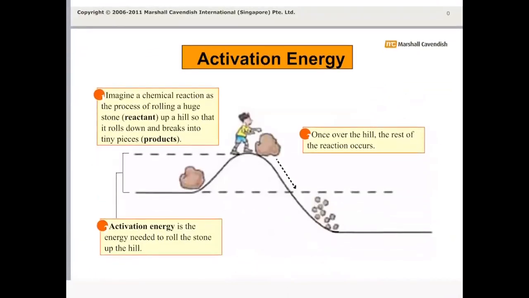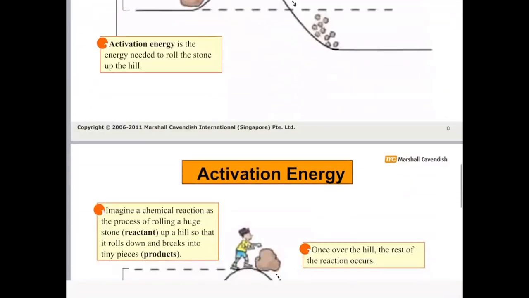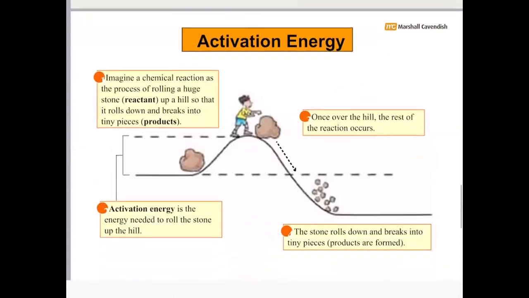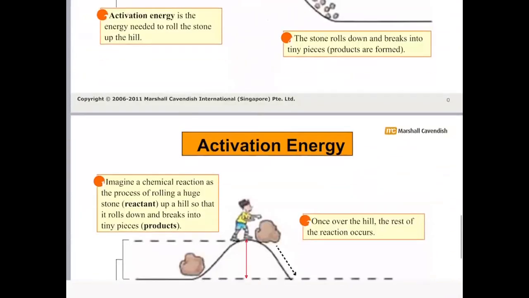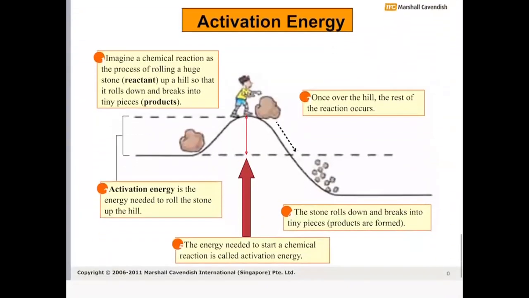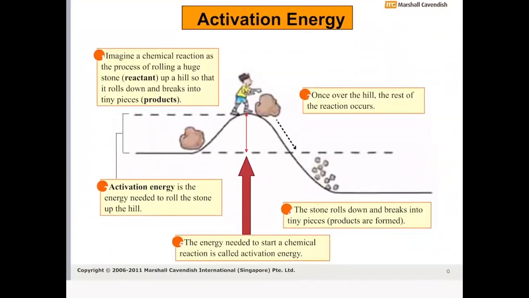Once over the hill, the rest of the reaction occurs automatically, right? The stone rolls down and breaks into tiny pieces. Look at this. The energy needed to start a chemical reaction is called activation energy. And the activation energy shown here is the energy which is needed to roll the stone up the hill.